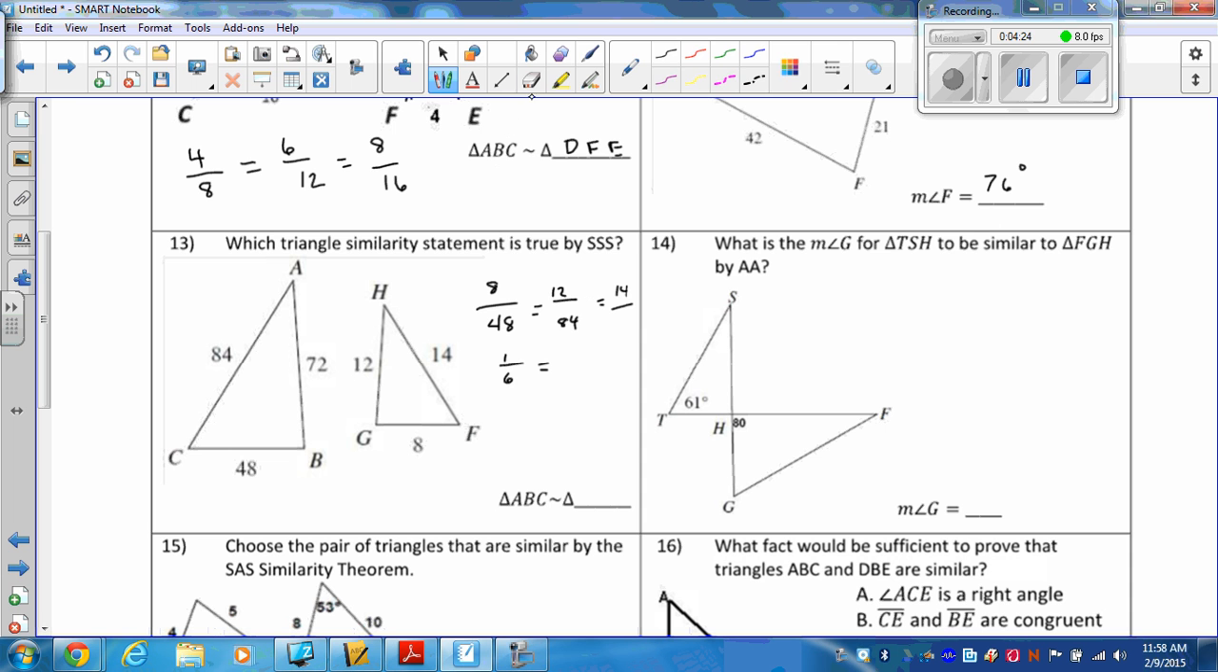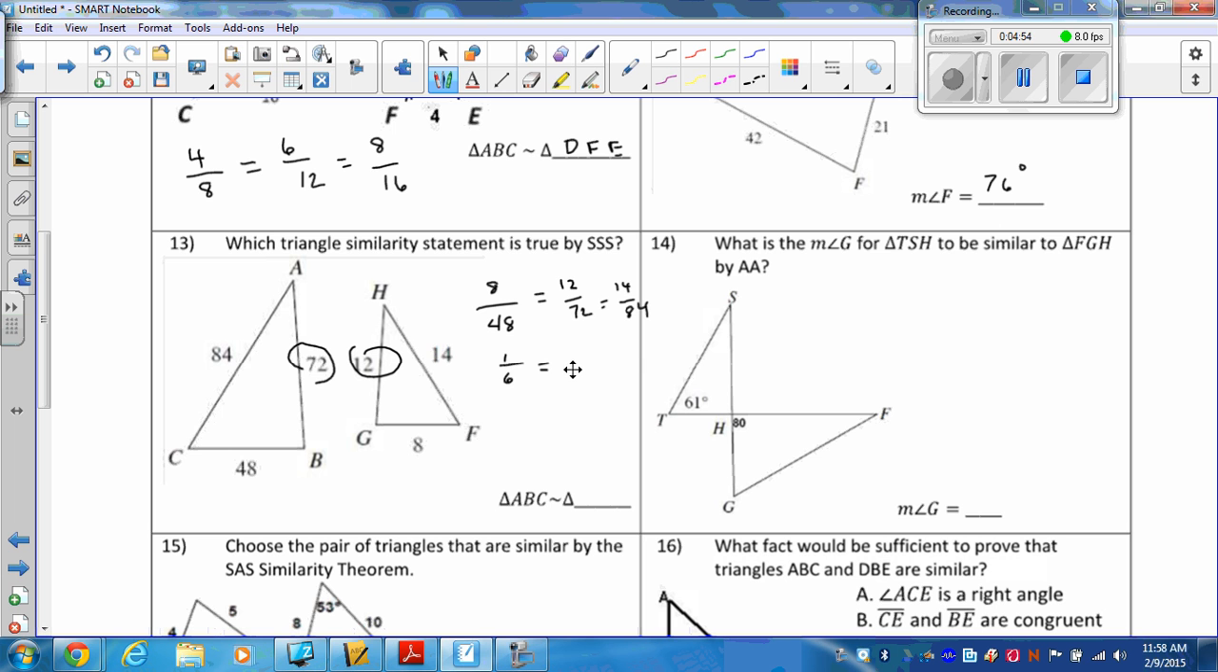I think I'm doing it the same way I did it before. Let's fix that. So this one, 12, the one in the middle, has to go to 72. And 14 is to 84. So small, medium, large, small, medium, large. Okay, I think I've got it set up right now.